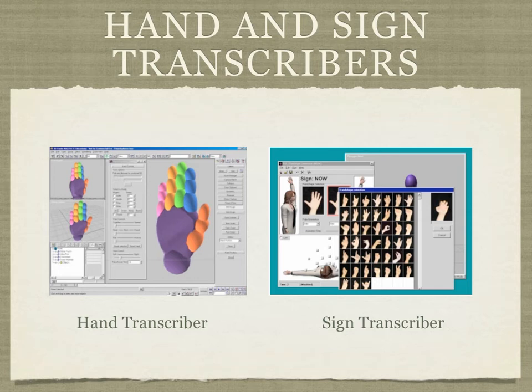There are hand transcribers and sign transcribers. This is a bi-level system. Basically, on the bottom, we have the lower level, which has a hand-shaped transcriber. And then on the top, the upper level, we have the sign transcriber. And the sign transcriber uses a hand-shaped transcriber to allow users to identify location and motion of the hands.